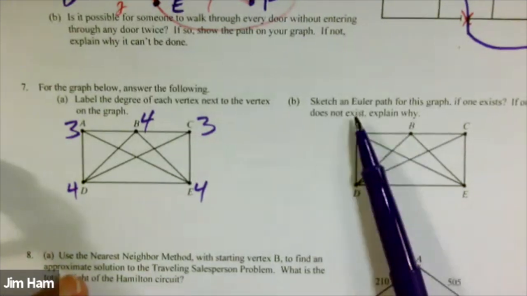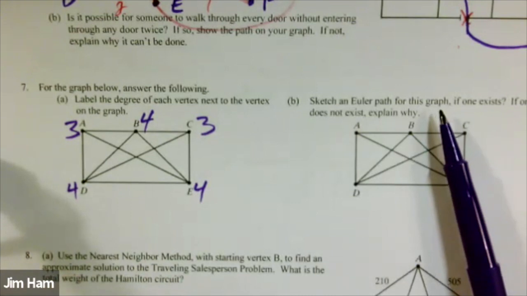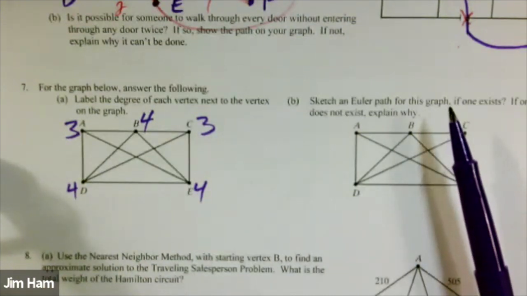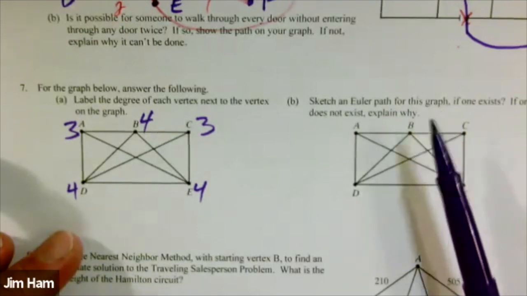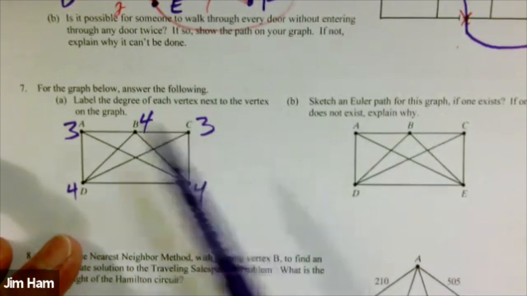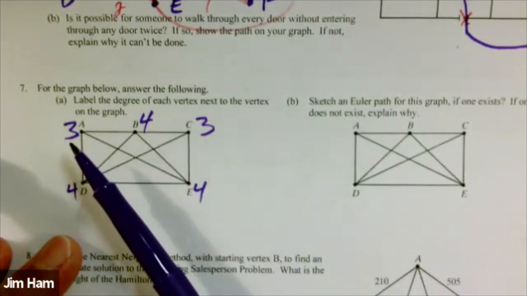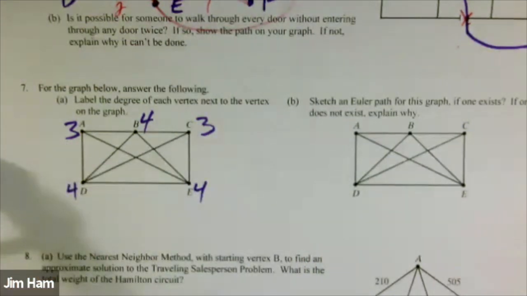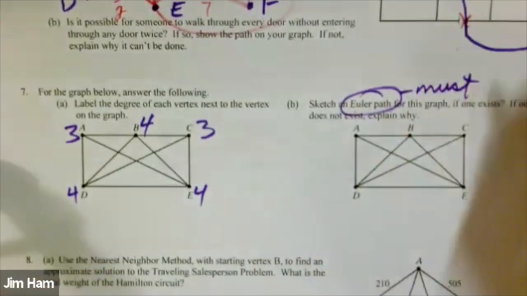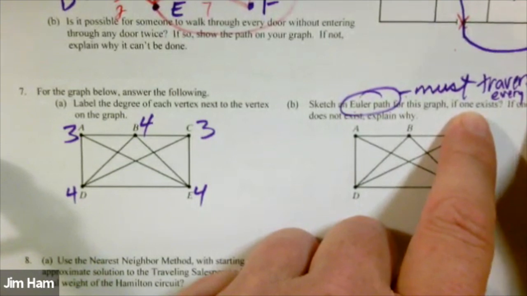And then it says, sketch an Euler path. So a path begins at one vertex and ends at another. What you need to know coming into this problem is that in order for this to happen, you have to start at one of the odd vertices and end at the other one. And since it's an Euler path, it must traverse every edge. No backtracking.